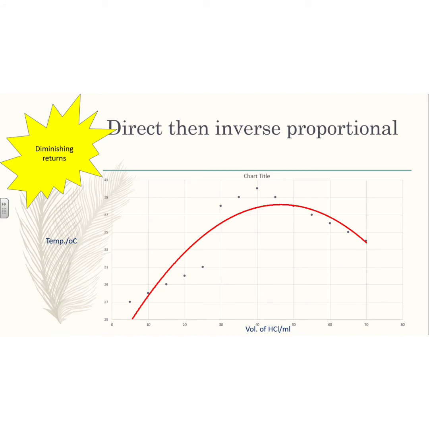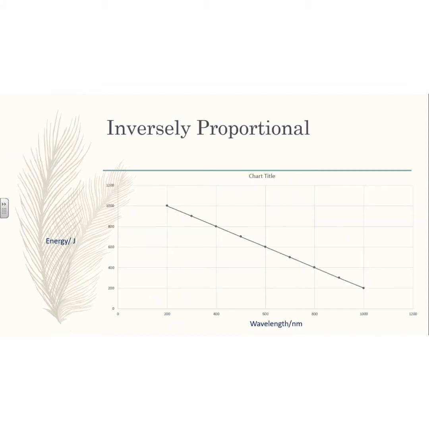All right, next is our inversely proportional. Speak of the devil. We have the inversely proportional. Okay, so here you have a graph of energy versus wavelength. So for your inversely proportional, all that happens here is as one variable increases, in this case, the x-axis variable is increasing from 0 to 1,000, the y-axis variable is decreasing. So as one variable increases, the other one decreases. Okay. So this is an inverse relationship.